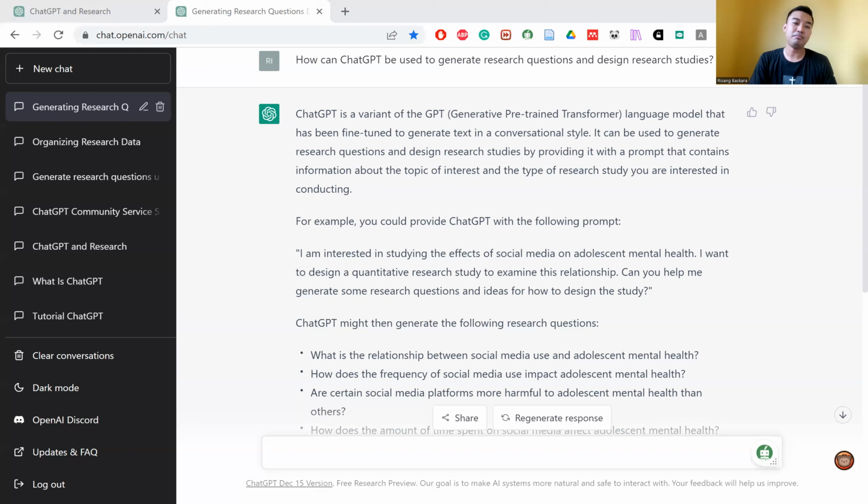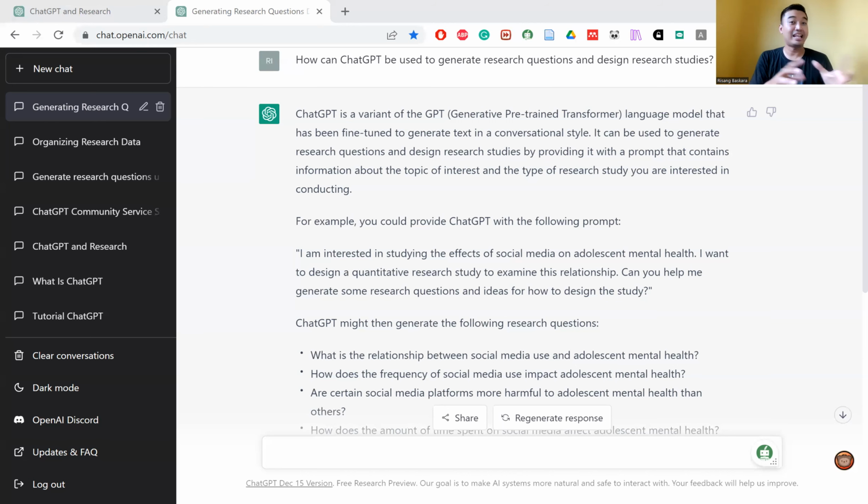To give you a sense of how ChatGPT can be used to generate research questions and design a research study in practice, let's take a look at an example. Suppose you are interested in studying the effectiveness of different teaching strategies. You might use ChatGPT to generate ideas for research questions by typing in the following prompt. For example, I am interested in studying the effectiveness of different teaching strategies. Could you suggest some research question based on the topic?